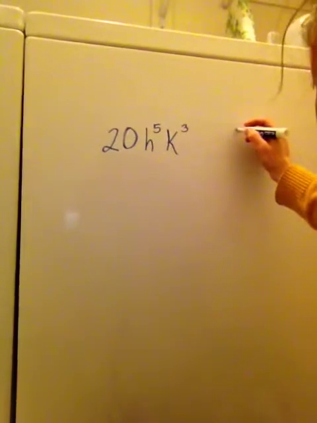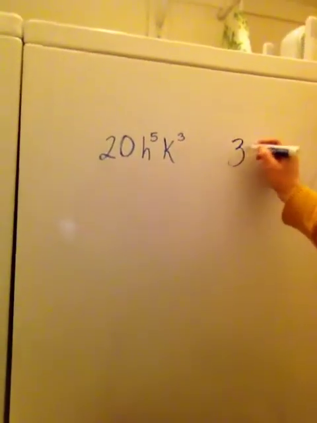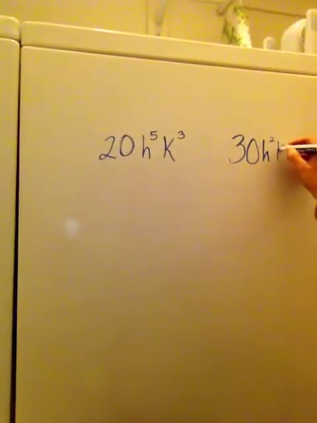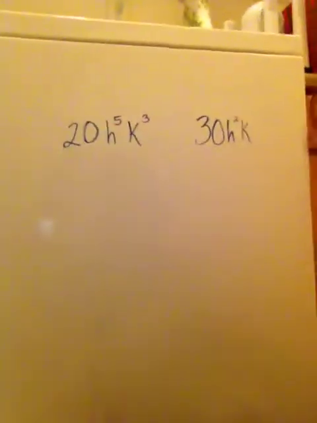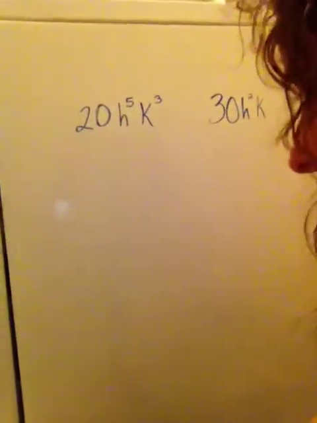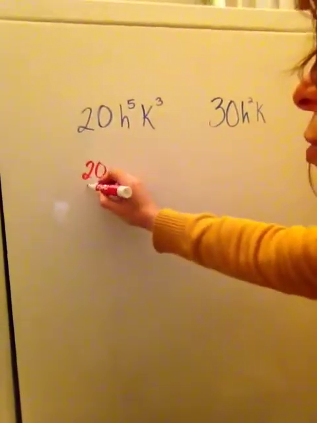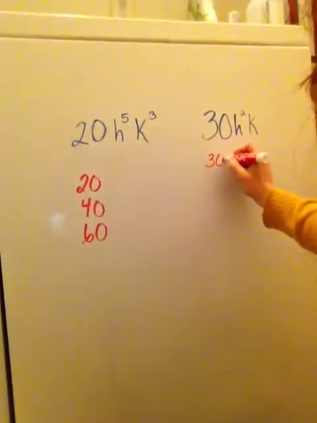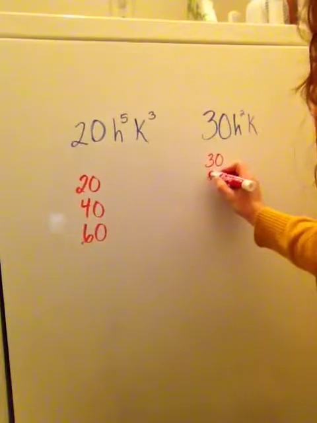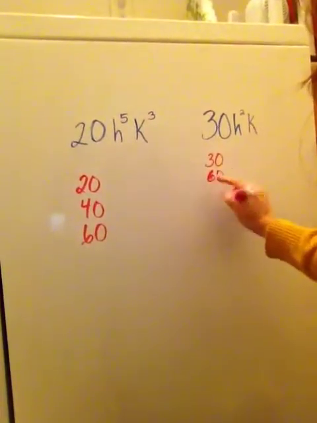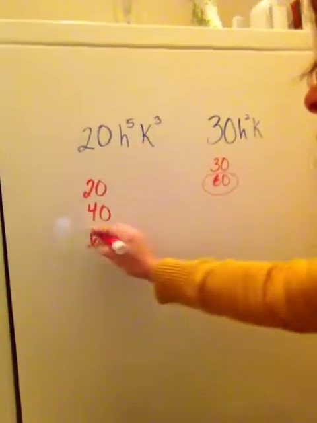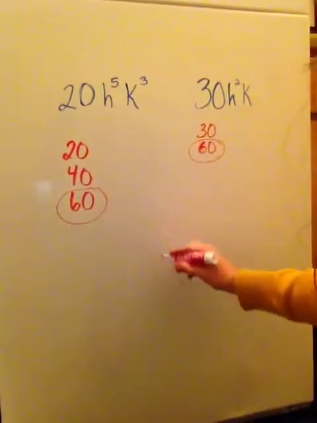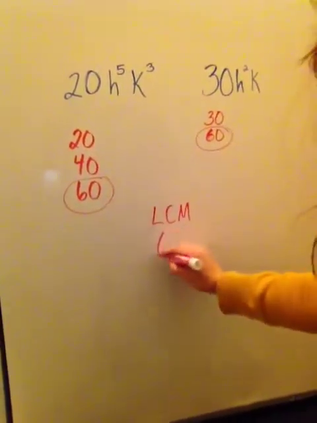And the other number we're going to do is 30 h squared times k. Okay, so again, do the coefficient first, the numbers. So if I'm listing multiples of 20, I've got 20, 40, 60, and hopefully you catch, oh, well, if I do 30, 2 times 30 is, whoops, 60. So then you catch that 60 is your least common multiple as far as numbers. So my least common multiple, I've got 60.